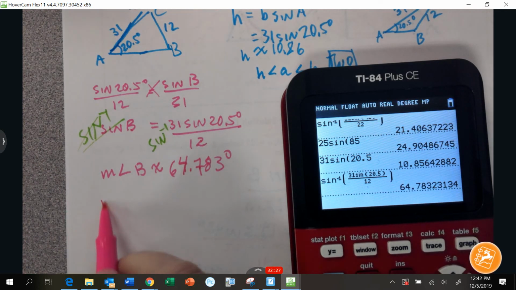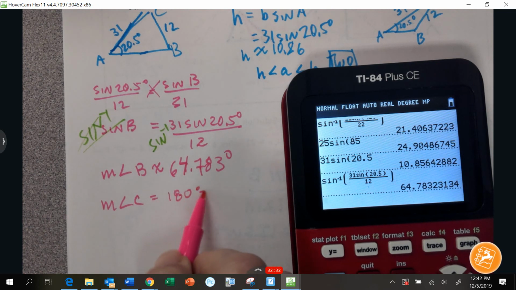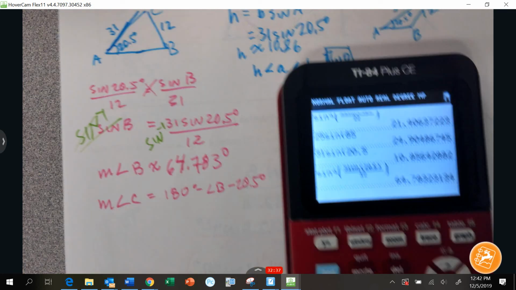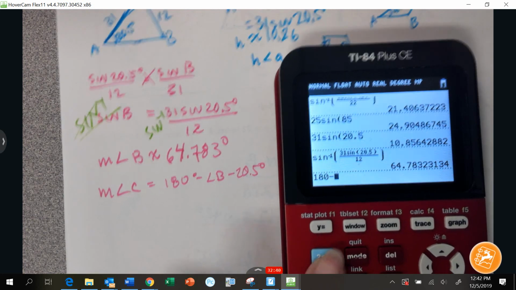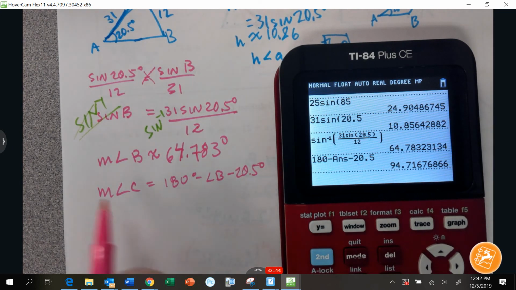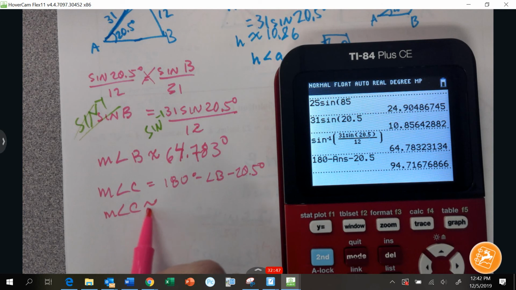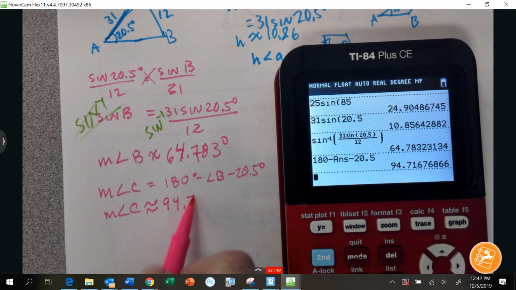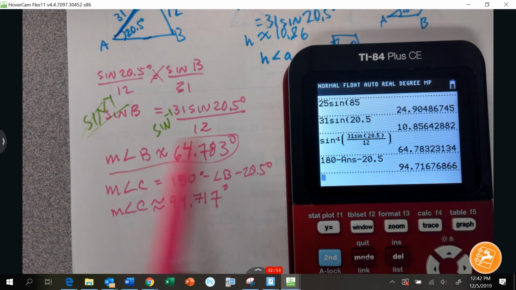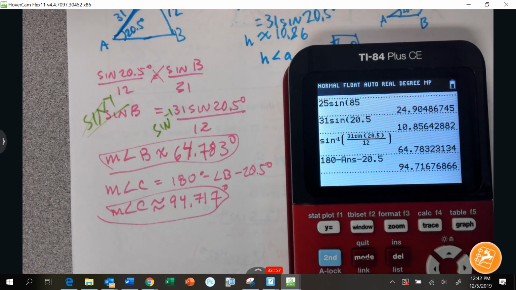So we can find the measurement of angle C by taking 180, subtract off angle B, subtract off 20.5, which was angle A. So on my calculator, I'm going to do 180 minus my answer, and then minus 20.5. So measurement of angle C is approximately 94.717. So I've got measurement angle B, I've got measurement of angle C. Now I need to find side C.